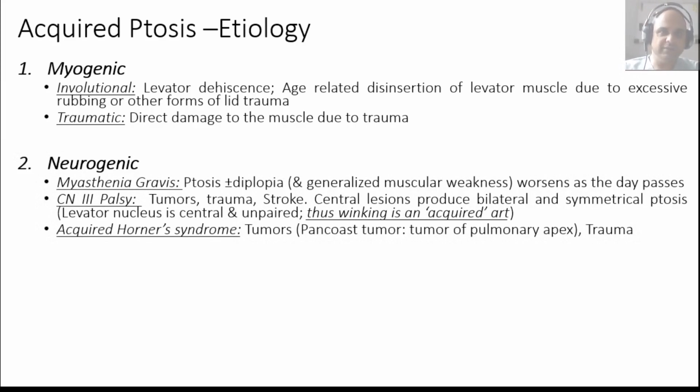You can have neurogenic ptosis, which is damage to the nerve. Here we have third nerve palsy, which could be because of many reasons. There are tumors, there is stroke, there is trauma. And if the lesion is in the central nucleus, you have bilateral ptosis, because the third nerve nucleus is unpaired. There is one nucleus for both levator palpebrae superioris.